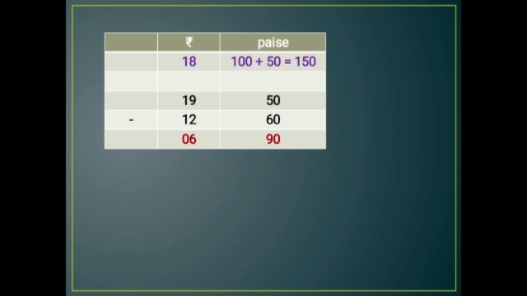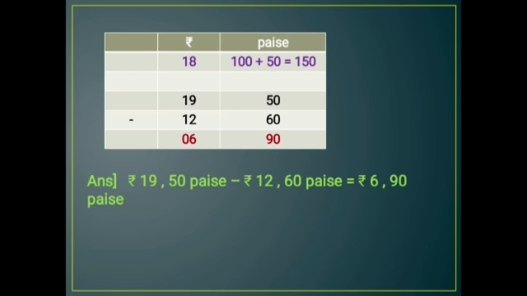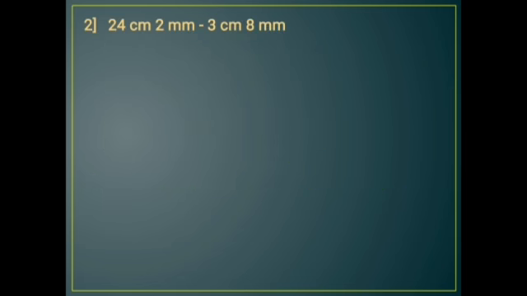So when 1 comes in the paise column, it becomes 100. 100 plus 50 is equal to 150. So 150 minus 60 is 90, and 18 minus 12 is 6. So the answer is 19 rupees 50 paise minus 12 rupees 60 paise is equal to 6 rupees 90 paise.